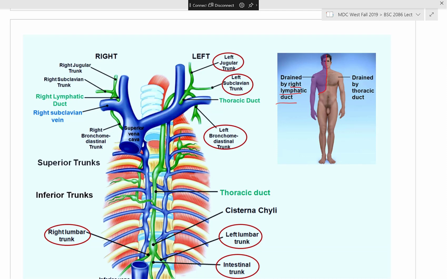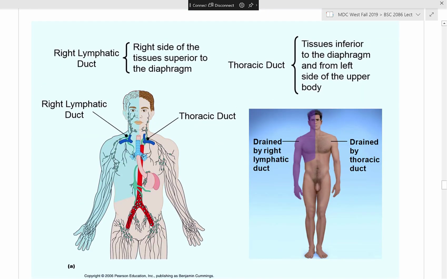Now, the left thoracic duct, which is the one that uses the cisterna chyli, okay, is going to drain pretty much what? The left side of the face, the left side of the upper body, and it's also going to affect both the lower extremities. You can see now the right lymphatic duct, which is again the right side, and the left thoracic duct, which is all the inferior aspects of the body. Correct?